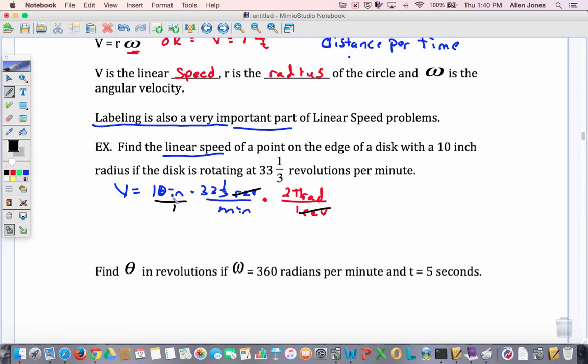Now across my numerator, I'll just put this 1 over 1 for visual effect. I multiply 10 times 33 1/3 and the inches times the radians. Radians is that non-label, so we can multiply those two together and get a label of inches, and we divide by our number of minutes, which gets us 2,094, oops, take that back, not radians, inches per minute. And you can see it's a distance per time, which our linear speed is.